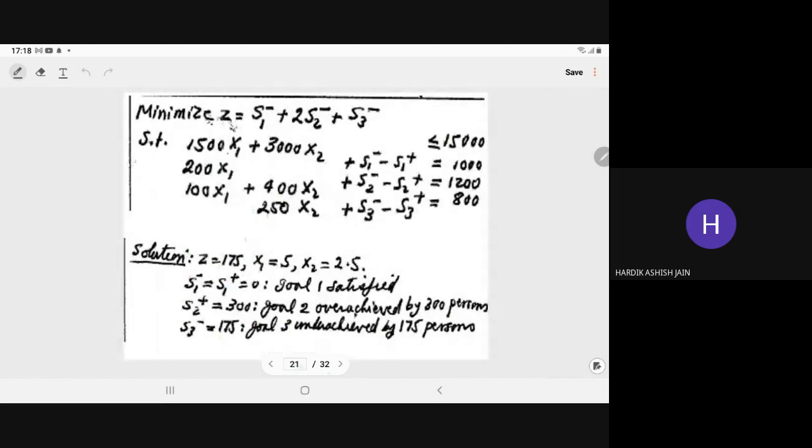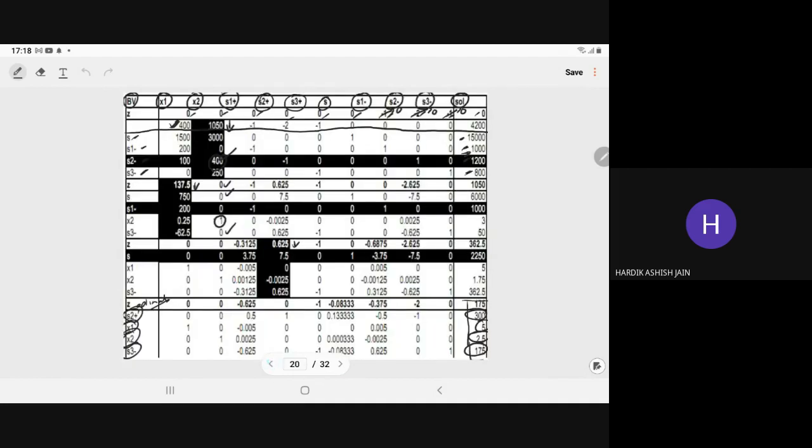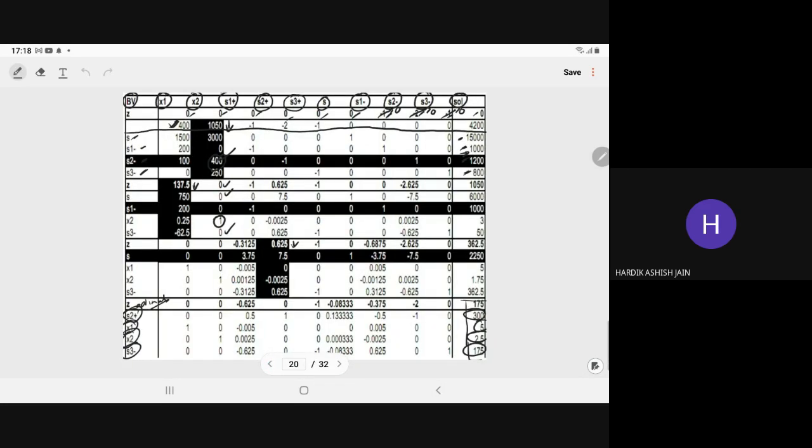So just for your convenience, you take a snap of this. It will come on the video, but if you want, you can take a snap of this. Online, you can save this table.